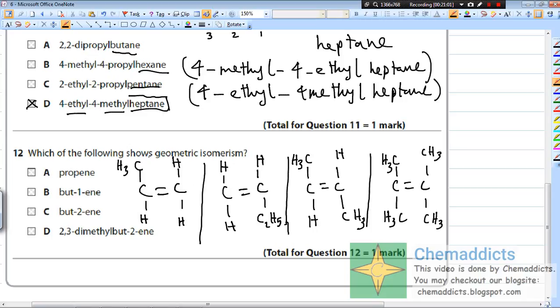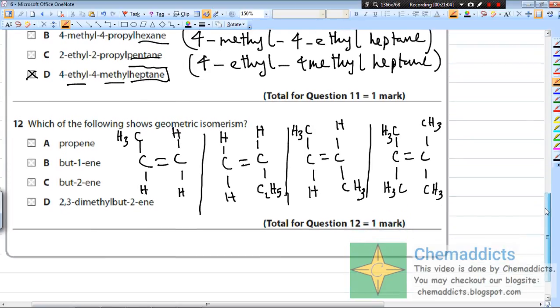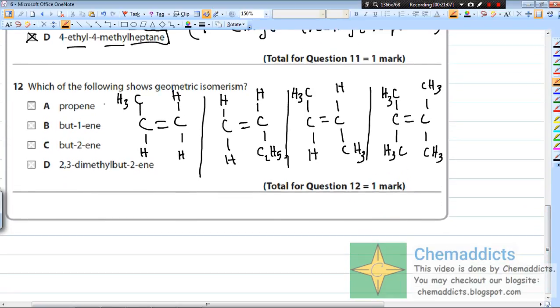In order to answer this question, let us first study the criteria for geometric isomerism. The first criterion is restricted rotation. As we can see, all of the molecules here have restricted rotation, so they might have possible geometric isomerism. So the first criterion matches all these molecules.